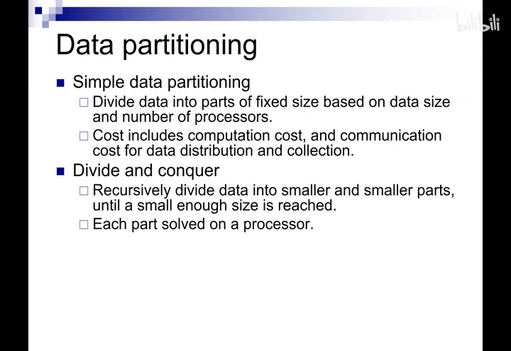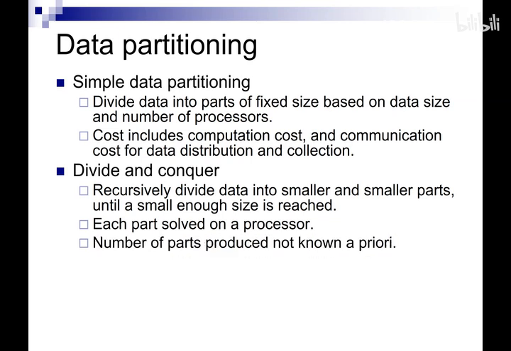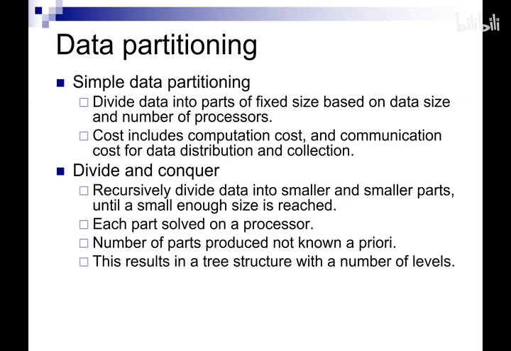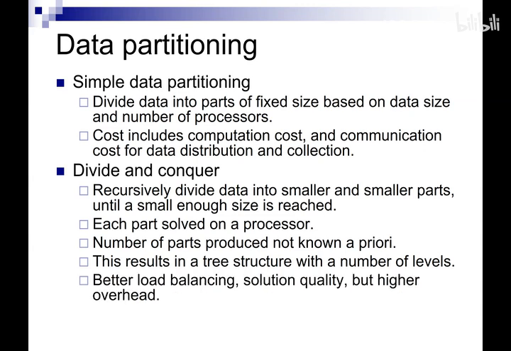You can also do a type of divide and conquer partitioning, where you don't know how large you want to make the parts. Initially you keep dividing the data until you meet some sort of criteria, so you don't know how big the parts are. Then you solve each part on a processor, and because you don't know how small the parts are, you also don't know how many parts you're going to produce. This divide and conquer usually produces a tree structure in the communication pattern.